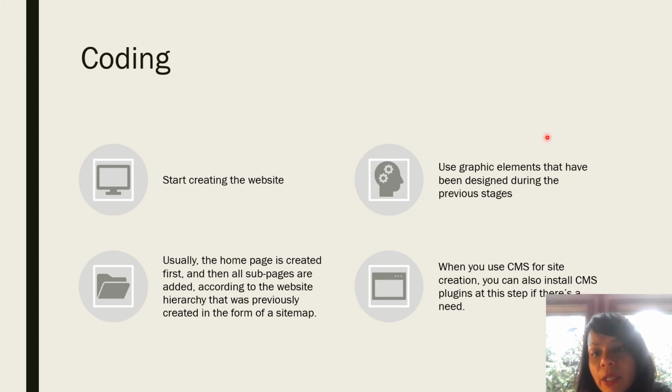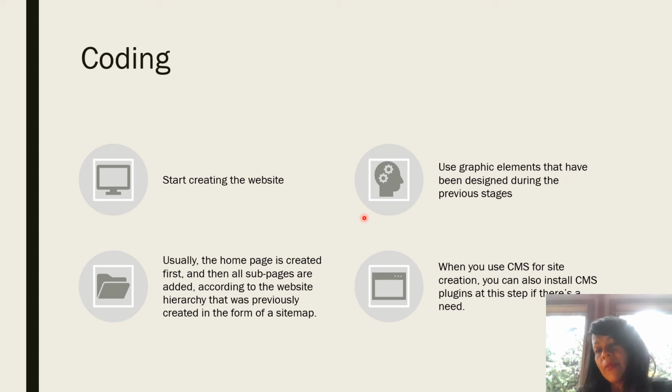Here you can use graphic elements that have been designed during the previous stages. Usually the home page is created first and then the other pages are added. You start with the home page, just like with the Saffron site, and you create the other pages according to the website hierarchy that was previously created in the form of a sitemap. When you use a CMS for site creation, you can also install CMS plugins at this stage if there's a need.